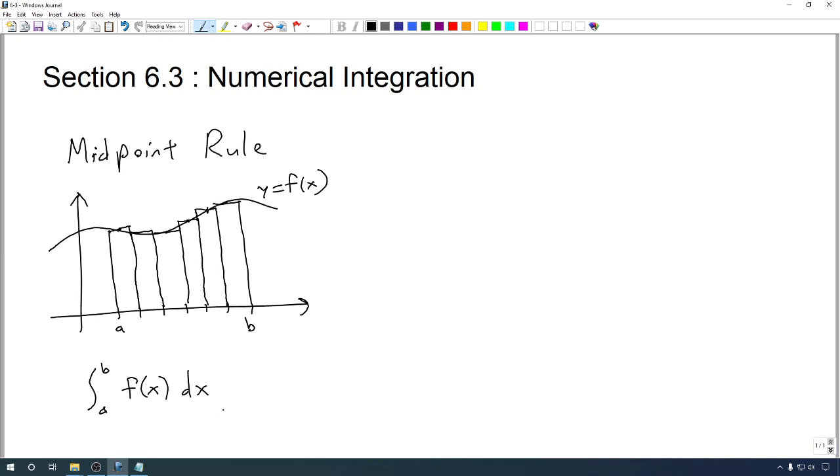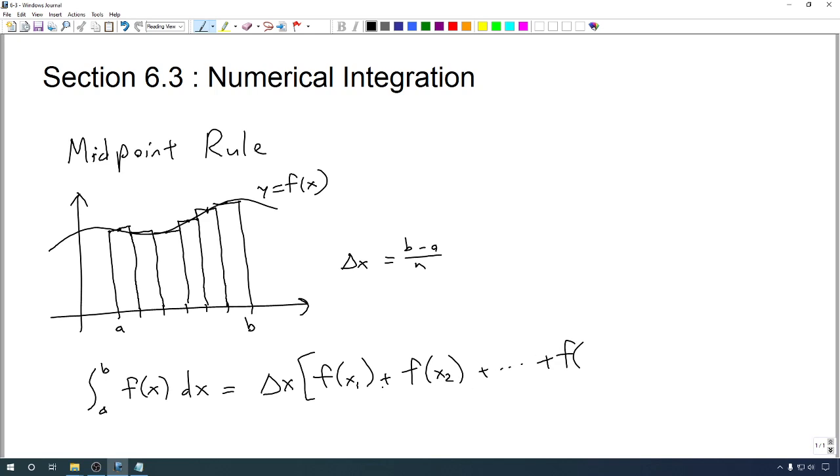So we added up all those rectangles, and those rectangles have a width of delta x is equal to b minus a over n, where n is the number of rectangles. And our formula was that we get delta x times the sum of the function values at those midpoints. So we just have an x sub 1 through x sub n. And those are all the midpoints of all our subintervals.